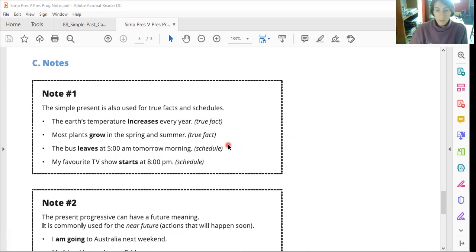So sometimes it's easier to remember schedule. My favorite TV show starts at 8 p.m. Again, we have a time in there. This is a schedule. Okay. So this is another reason or another place where we use the simple present.